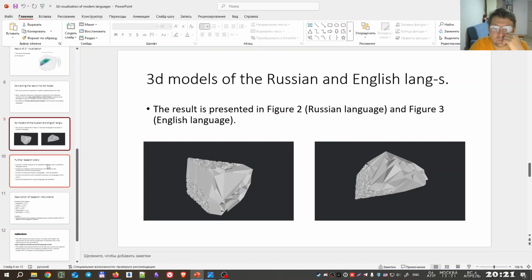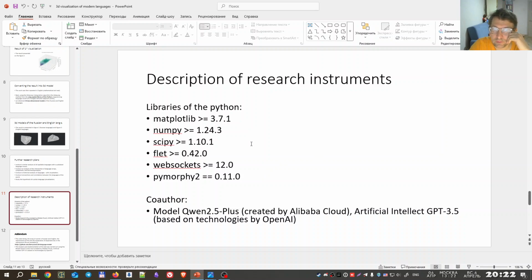And that's the main idea, the main thing I want to share with you. What can I add to this presentation? First of all, I want to tell you a bit about the instruments. What kind of instruments have I used in this scientific investigation? It's Python and some libraries. Also I had a lot of help from the language model Qwen 2.5. It was really helpful.